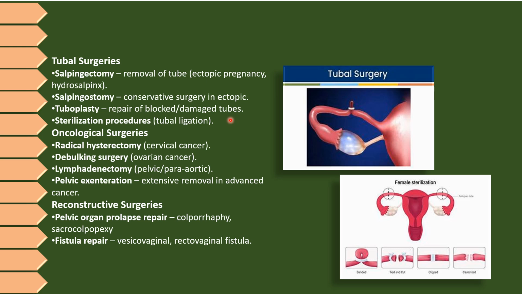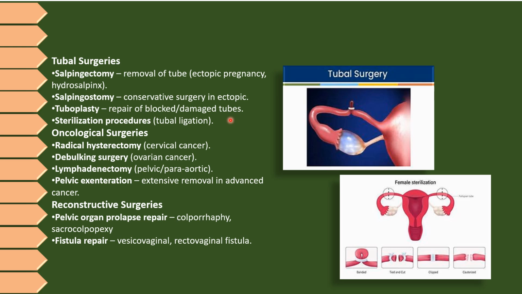Alternatively, a salpingostomy may be performed when we aim to conserve the tube in cases of ectopic pregnancy. When we want to preserve the tube and just remove the ectopic pregnancy, we perform the procedure known as salpingostomy. We conserve the tube, we conserve the fertility, and we maintain the fertility. Alternatively, this procedure is performed over the salpingectomy.